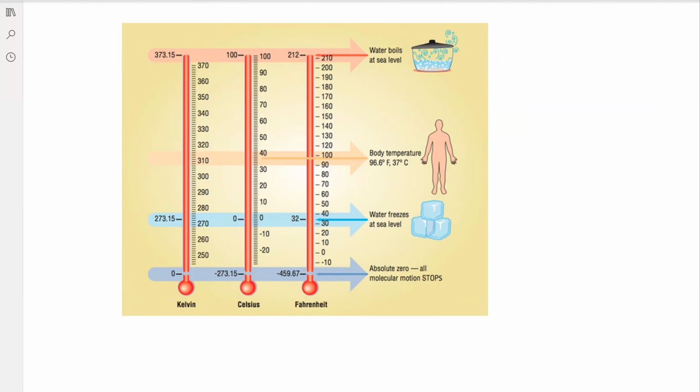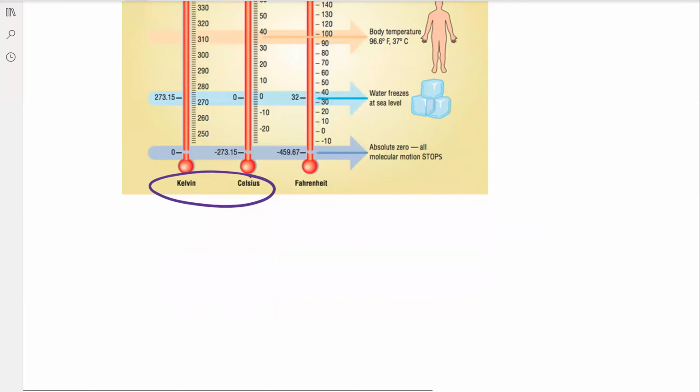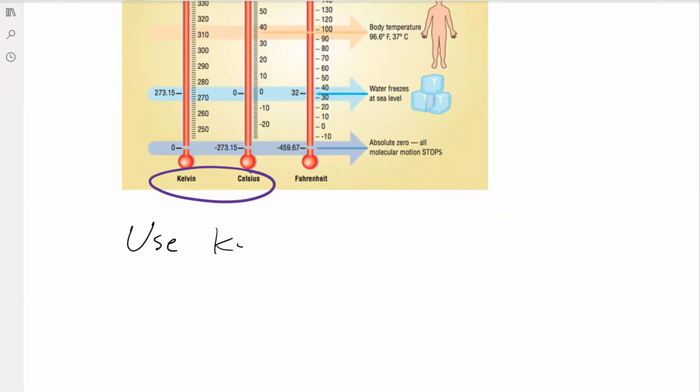And again, note that for Celsius and Kelvin, the increments are the same. So if you're using a delta T, you can use either value. If you're using just a T, you must use Kelvin. So in general, it's just easier to use Kelvin. So use Kelvin in problems. If you don't use Kelvin, you will get the problem wrong.